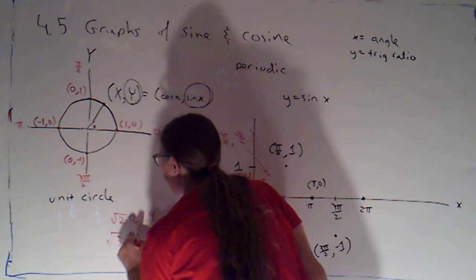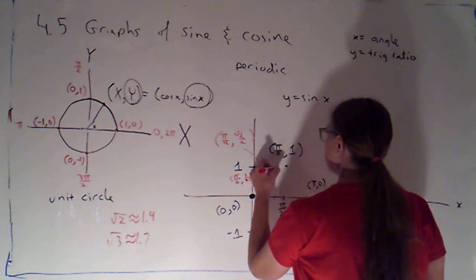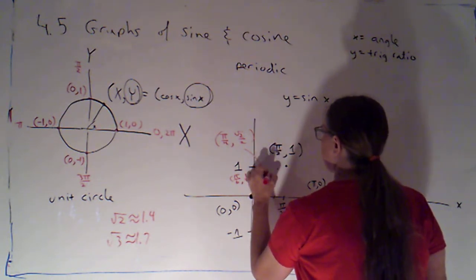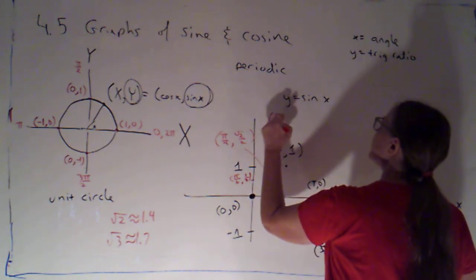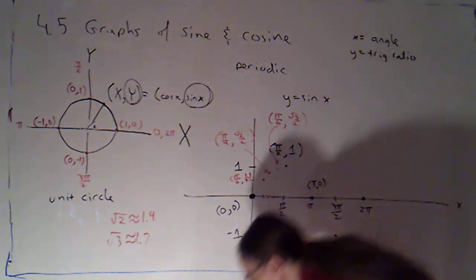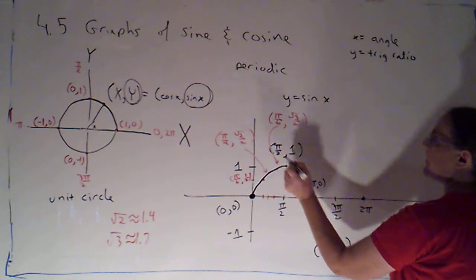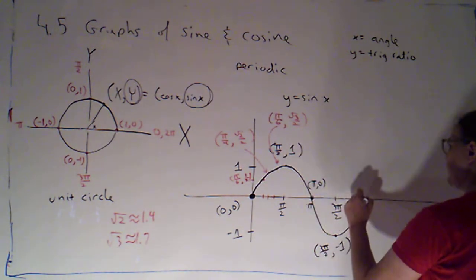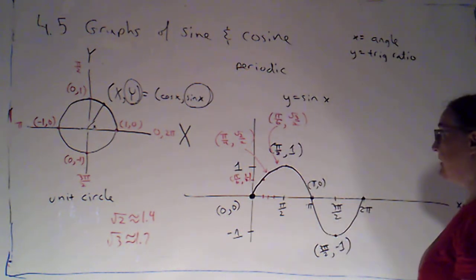Root 3 is about 1.7, so half of that would be about 0.85. And so that point right there is pi over 3, root 3 over 2. And that suggests that as I play connect the dots, I want to have a nice, smooth, round curve. And it turns out that's exactly what we have. So we get this wave, and we actually call it a sine wave.